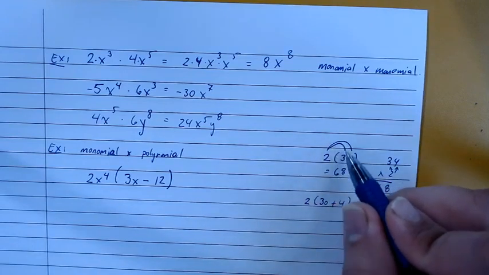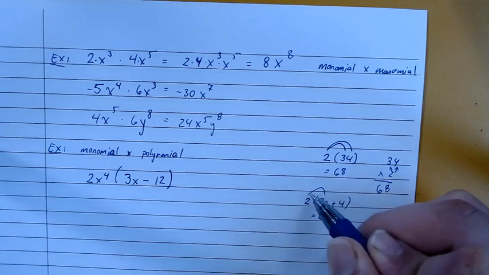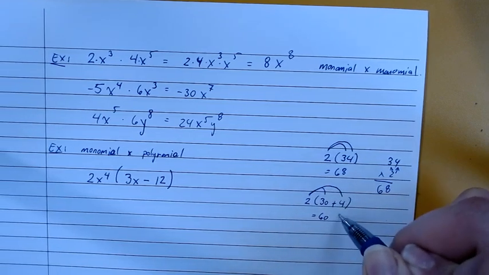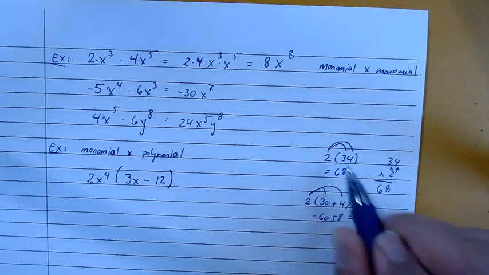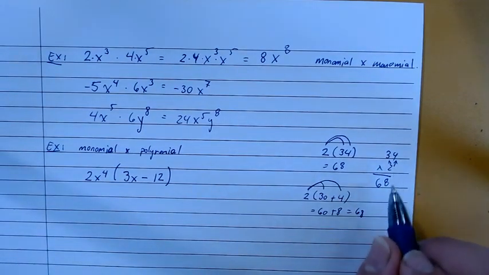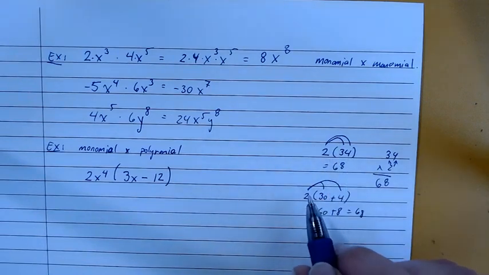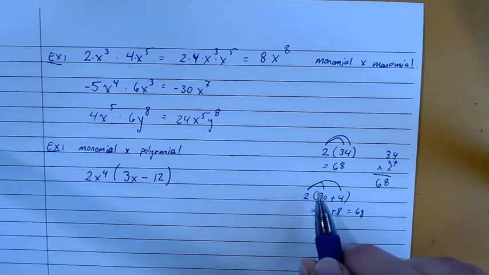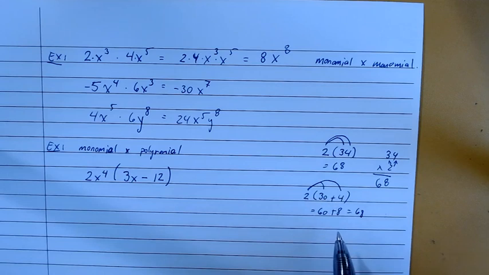Well, I could do the same thing. I could say 2 times my 30, that's my 60, and 2 times my 4, that's my 8. And when I add those together, that'll give me 68. Notice it's the same answer no matter how I want to think about it. I can think about it vertically or horizontally, or I could even think of it as this number multiplies that 30, and then separately it multiplies that 4, and then I add those together.